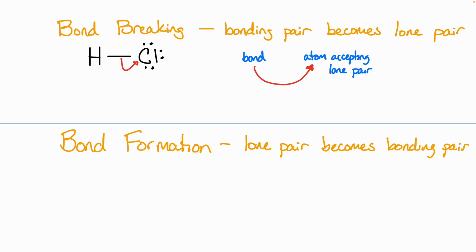I'm going to use a simple example here. Let's do a different one. We're going to do a bromide ion. This will react with our carbocation, for example, and we will form a new bond.